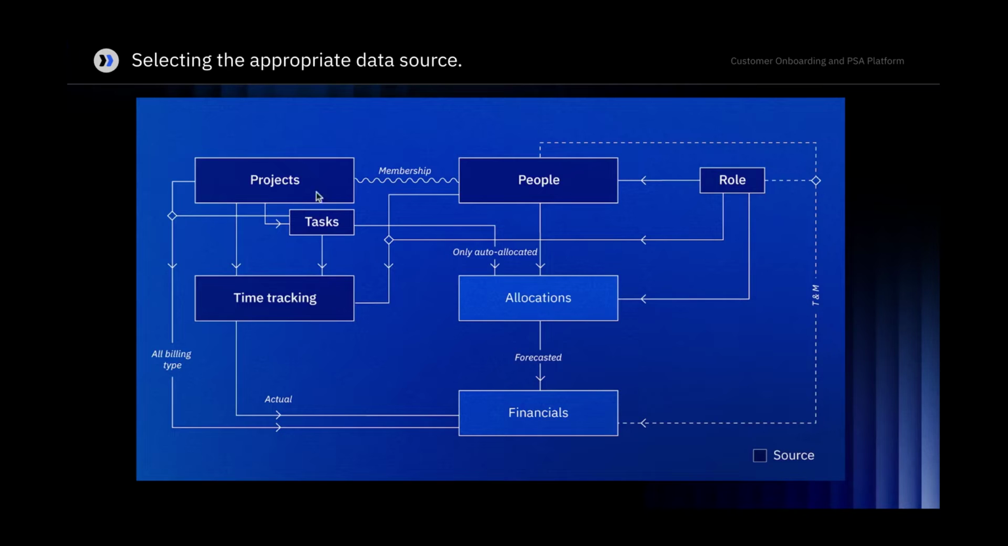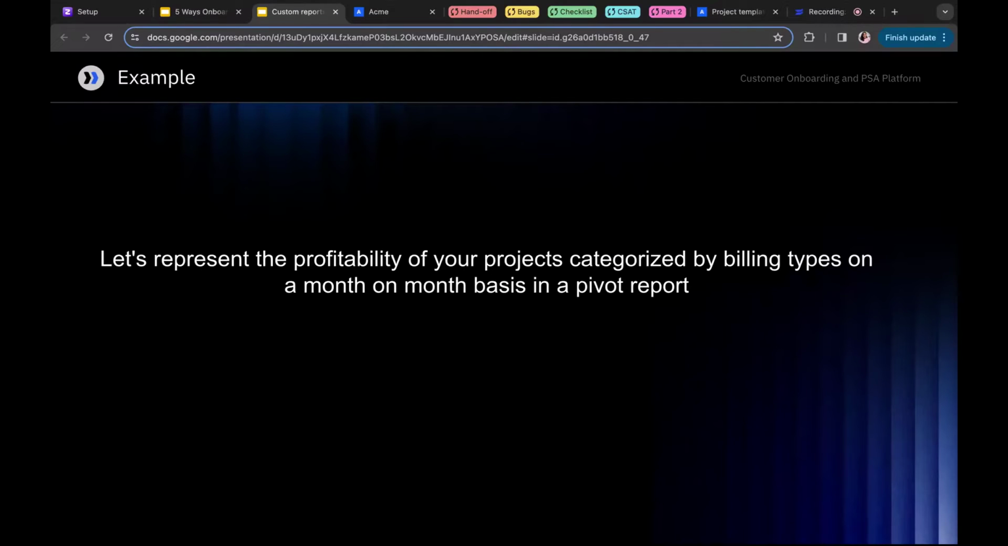So this is exactly how you can utilize the schema diagram to understand what sources to choose, and what report fields will align with those sources as you start working on building the report. Let's learn by example. Let's create a report to represent the profitability of projects categorized by billing types on a month-on-month basis.